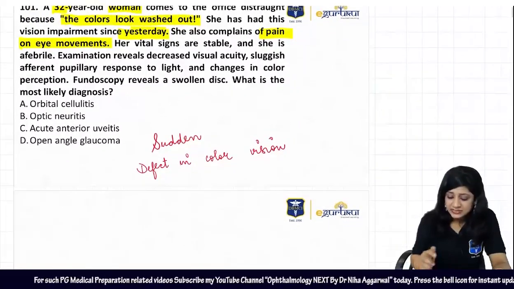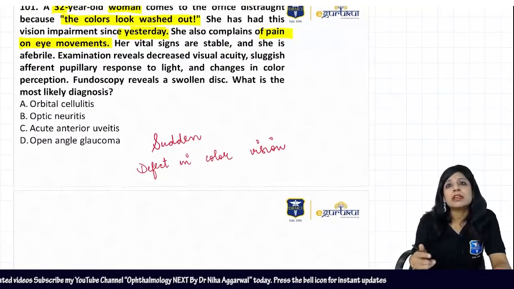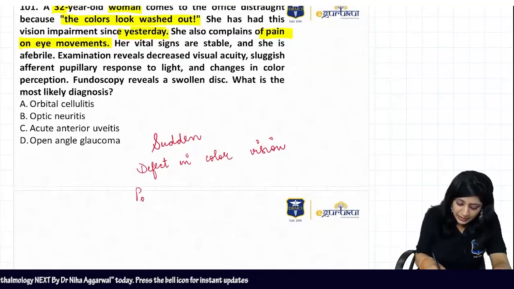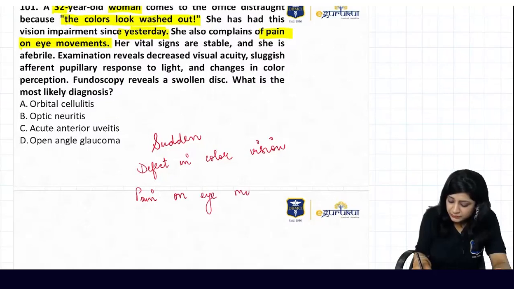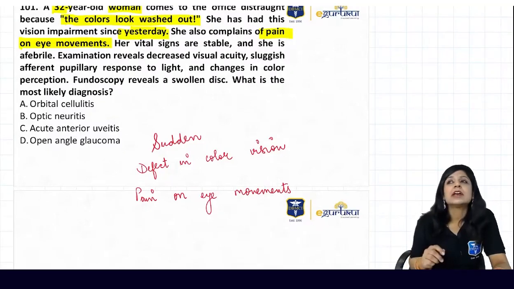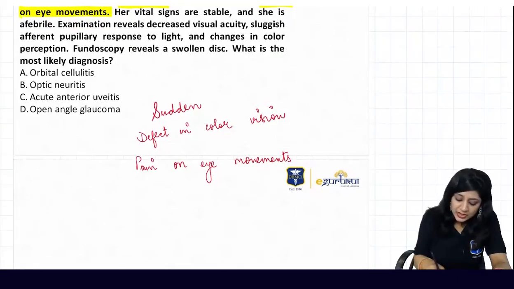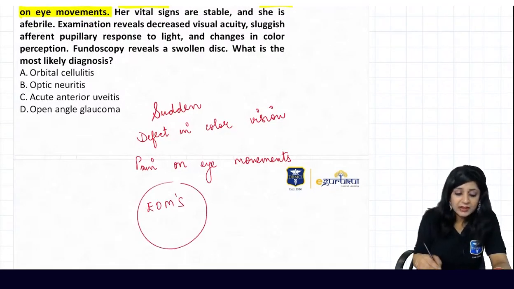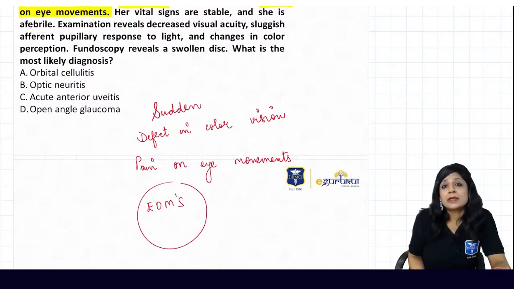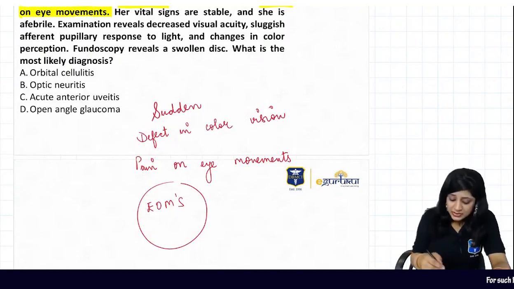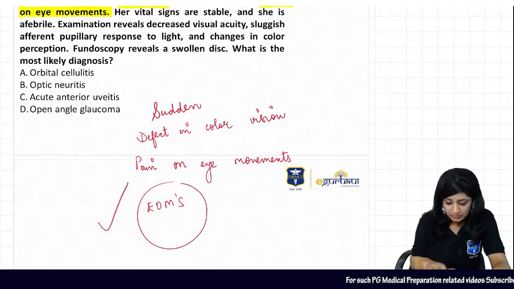Her vitals are stable. Can you tell me, if I am having a pain on the eye movements, then what is the first thing that is coming to my mind? First thing, and also you have to tell me which extraocular muscles are usually involved while you are having the pain on the eye movements, especially which muscles I am talking about.